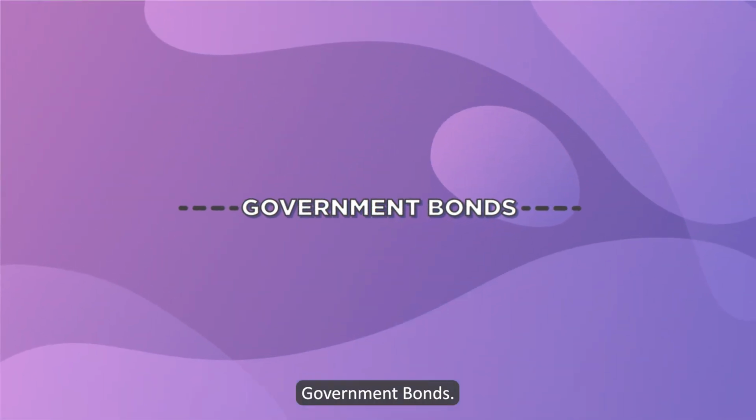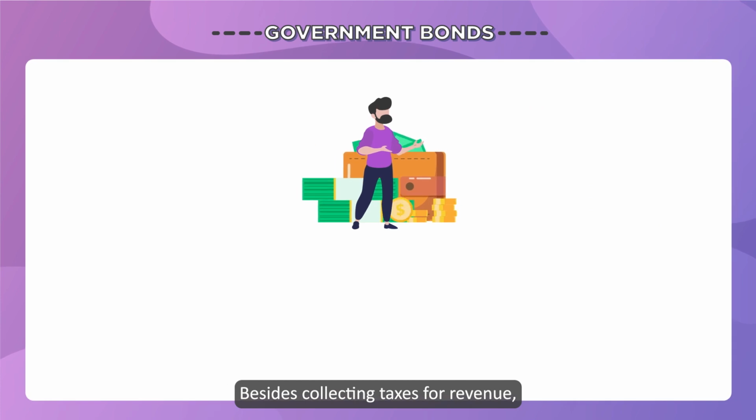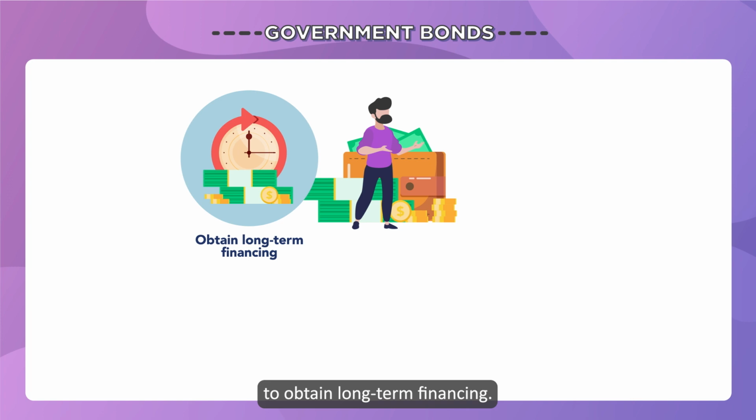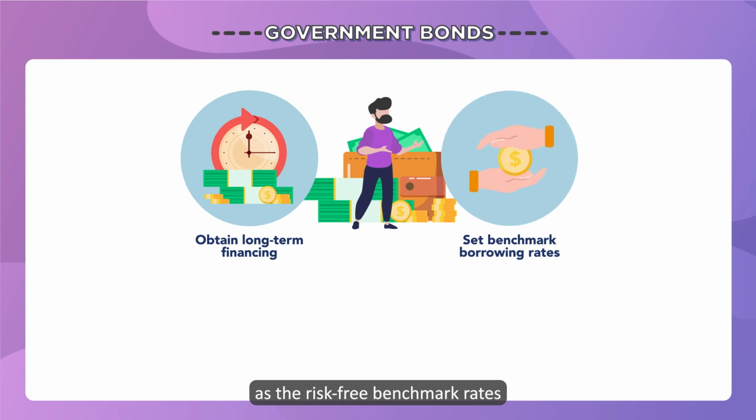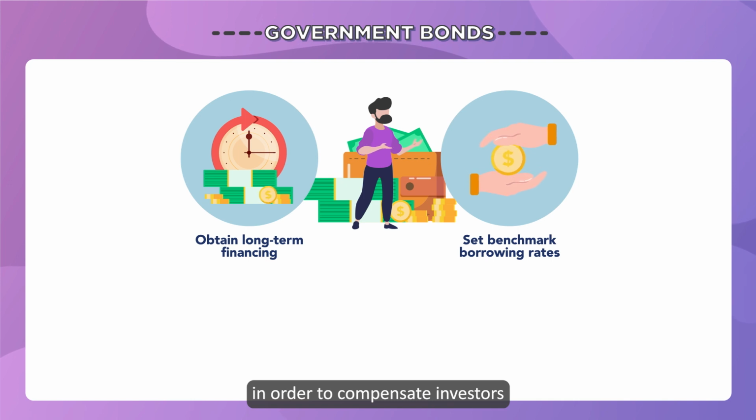Government bonds. Besides collecting taxes for revenue, governments can also issue bonds to obtain long-term financing. In most countries, the government is considered the safest issuer to whom you can lend. Government bond yields are therefore viewed as the risk-free benchmark rates for that country. On the other hand, when companies issue bonds, they will have to pay more than the benchmark rate in order to compensate investors for taking on various forms of risk.